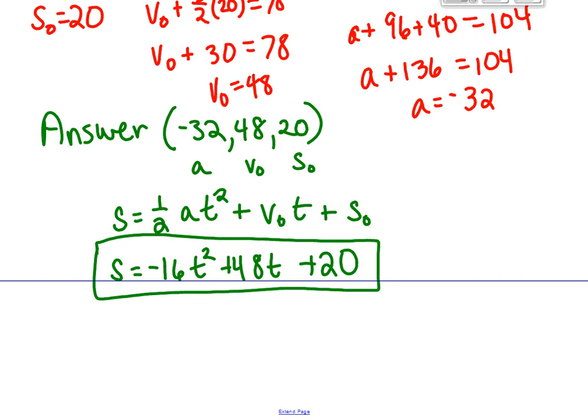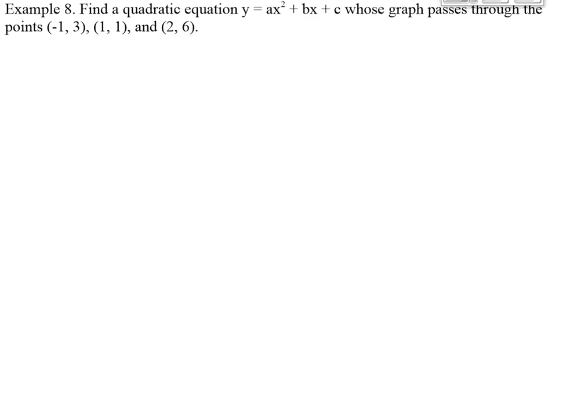Now, we have another problem like that, and I'm going to put that up here, and I am going to go through it. It is going to make this take a little bit longer, but I do want to go through that process one more time. And I think this one solves just a little bit easier than the last one. So this is find a quadratic equation, y equals ax squared plus bx plus c, whose graph passes through the points -1, 3, 1, 1, and 2, 6.